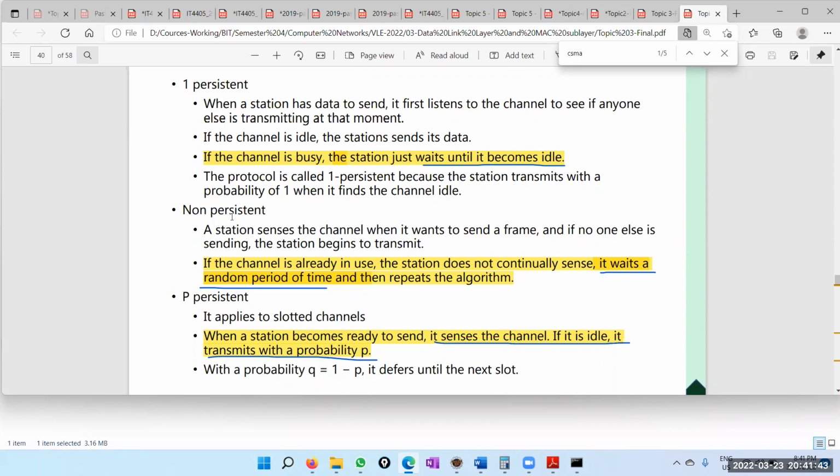Then we have the p-persistent, right? You keep sensing, but when you find that it is available, you may use it, you may not use it. So that is called probabilistic, right? Maybe your probability is 0.3. 0.3 of the times you will use it, 0.7 of the time you will not use it. So that is called p-persistent. So those are the back-off strategies.